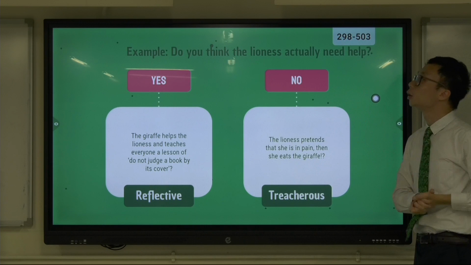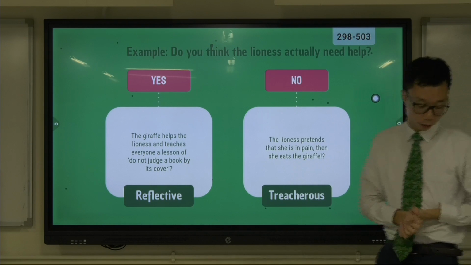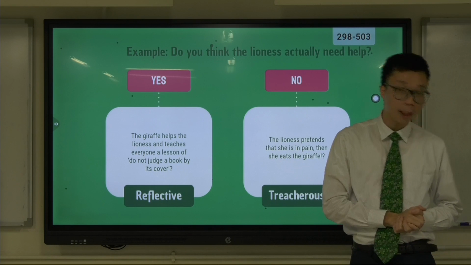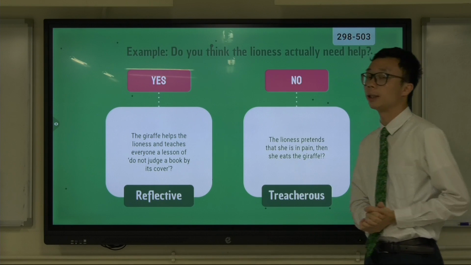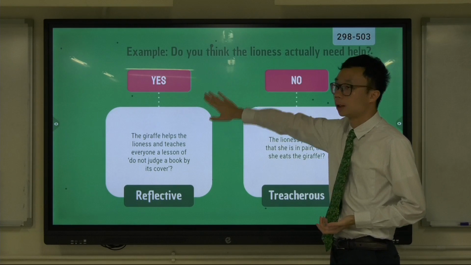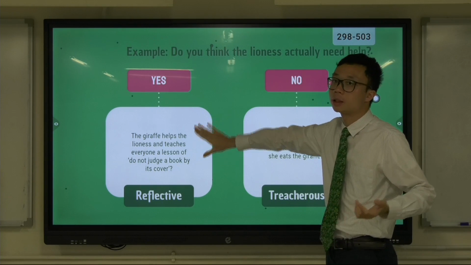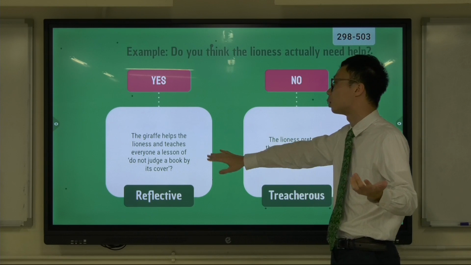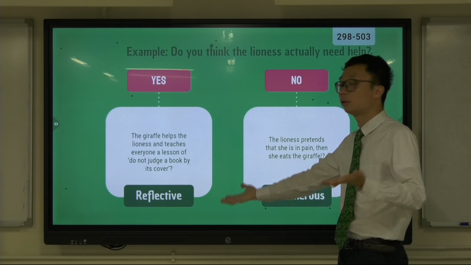Okay, question. Do you think the lioness actually needs help? Say that panel number 4, is it someone please help me? Do you think the lioness actually needs help? If you say yes, okay, then maybe I give you some ideas: you think the story is supposed to be the giraffe helps the lioness and teaches everyone the story. Do not judge a book by its cover.